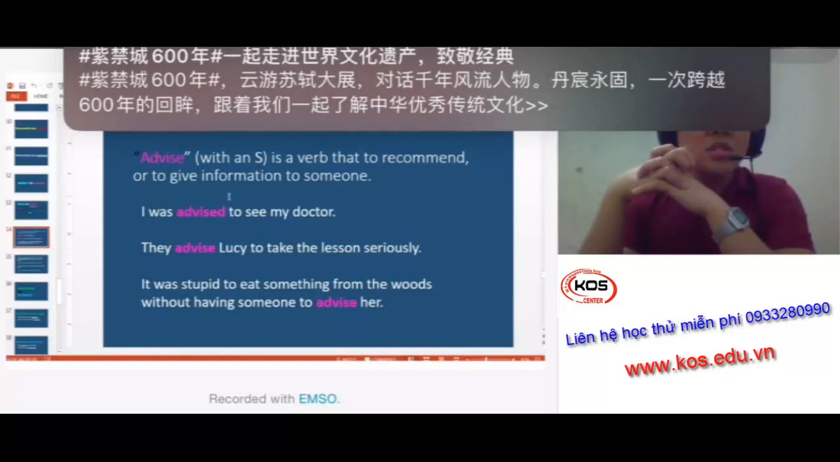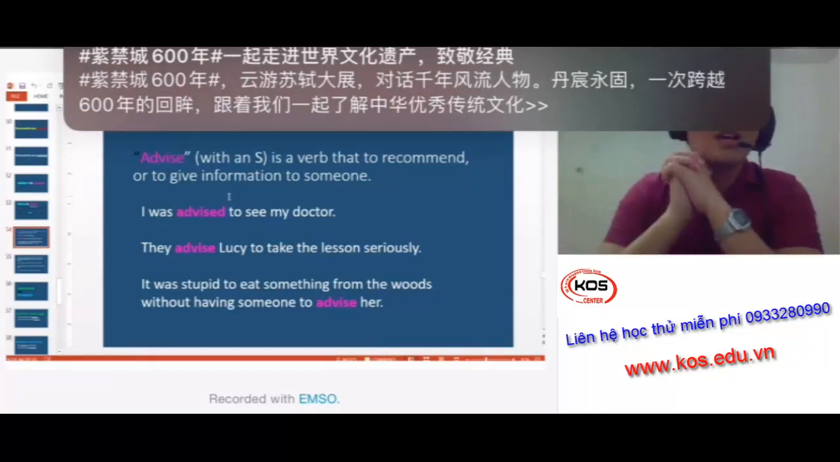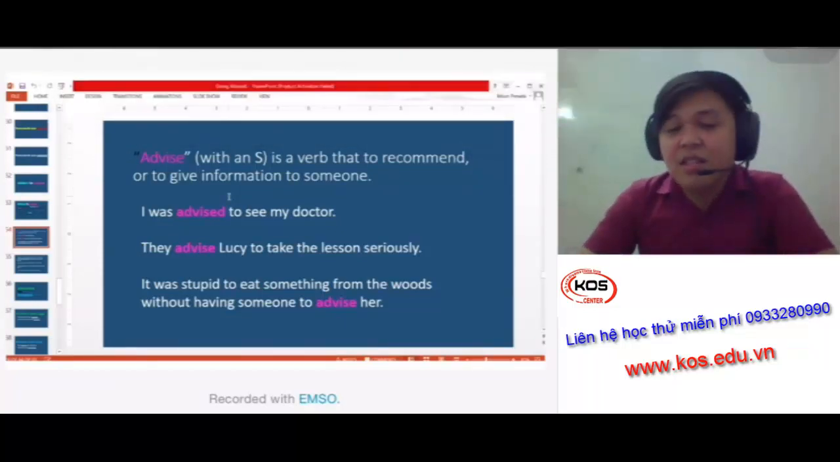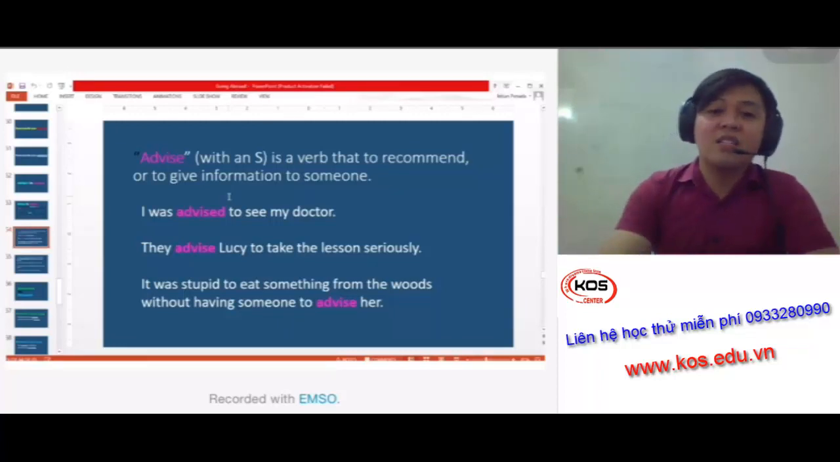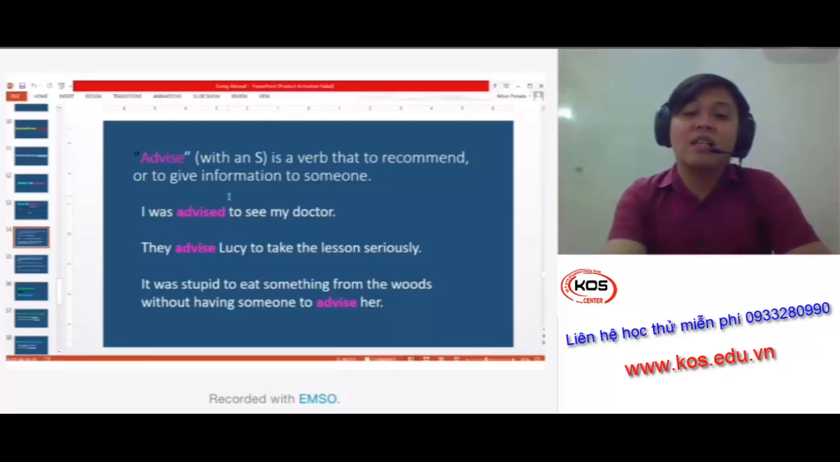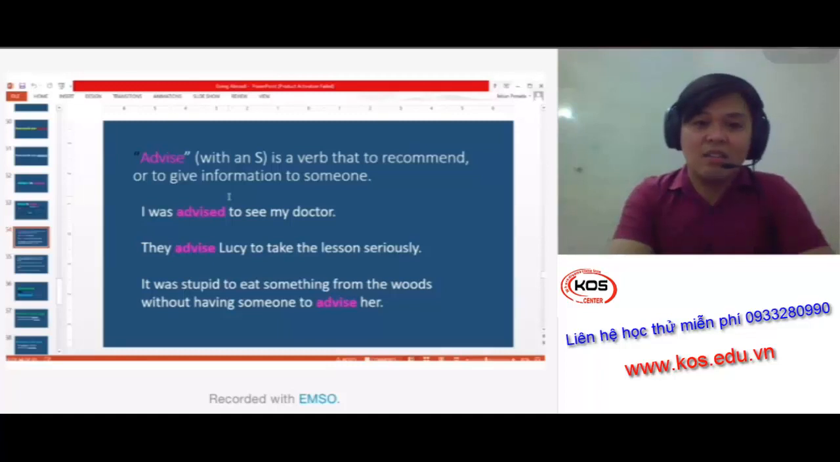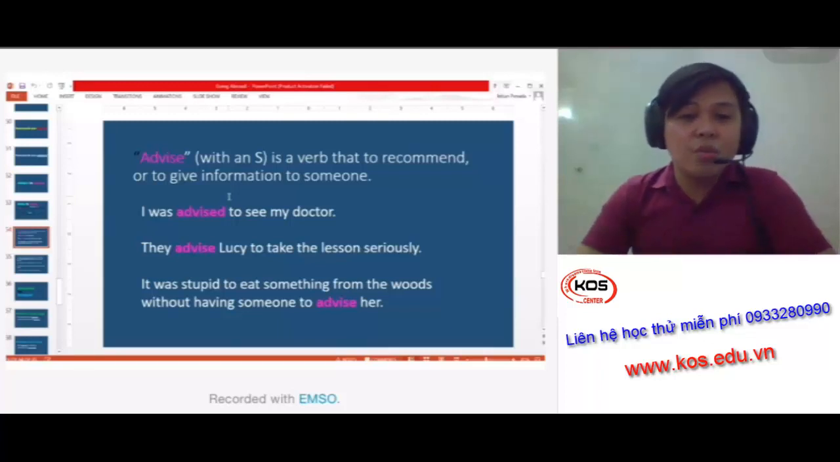To better understand and put it into writing, here you can see that advise is used as a verb. So we can say, I was advised to see my doctor. Someone told me that I should see my doctor. They advise Lucy to take the lessons seriously. So they told Lucy to take the lesson seriously. And then, it was stupid to eat something from the woods without having someone to advise her.